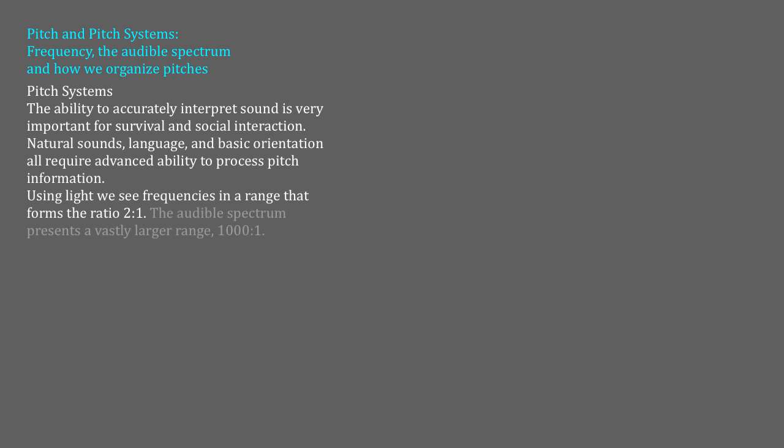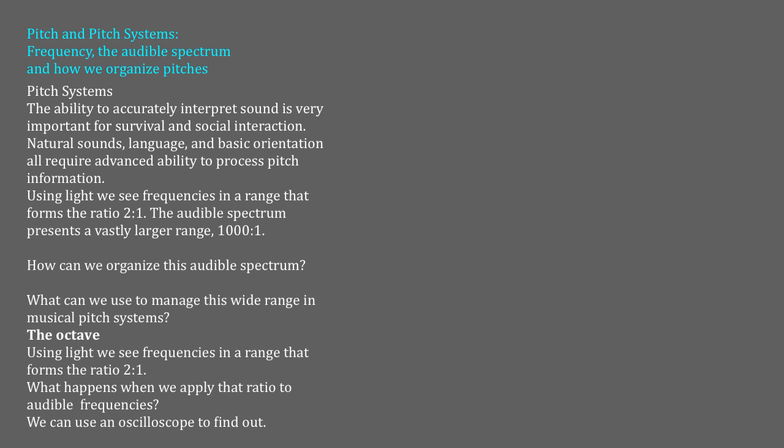As we know, the ability to accurately interpret sound is very important for survival and social interaction. Natural sounds, language, and basic orientation all require an advanced ability to process pitch information. So now we know that using light, we see frequencies in a range that forms the ratio 2:1. But the audible spectrum presents a vastly larger range, 1,000 to 1. How can we organize this audible spectrum? It really is quite a problem. We can hear through such a range of frequencies that the organization of this range becomes a very difficult cognitive problem for us to overcome.